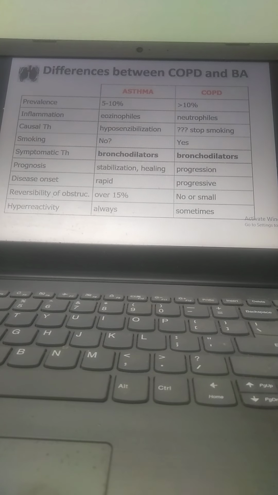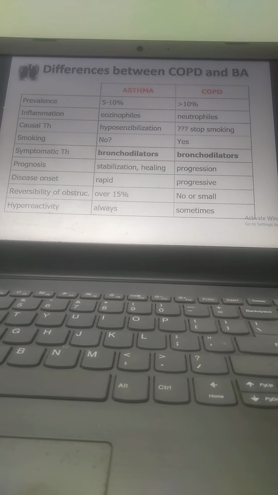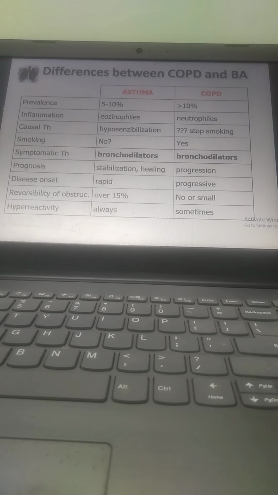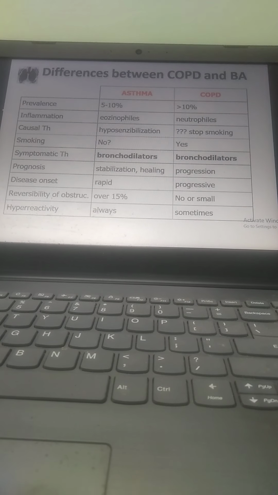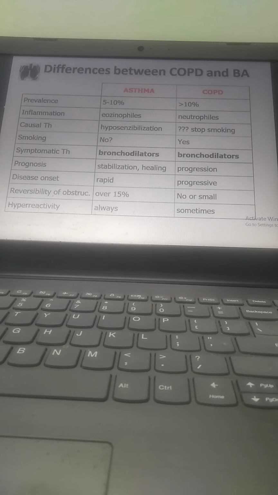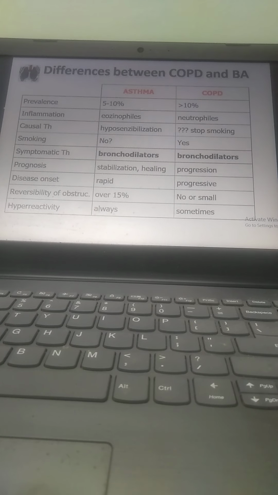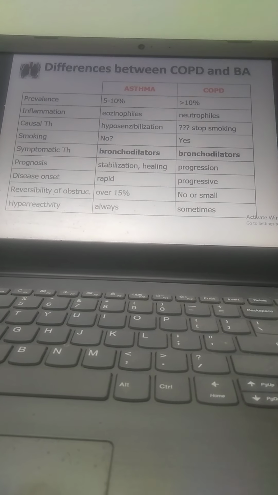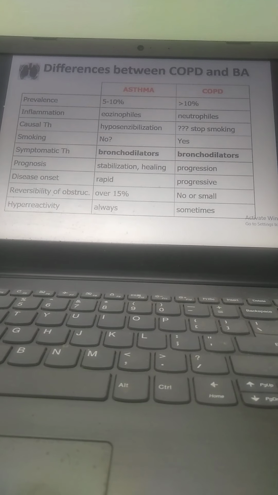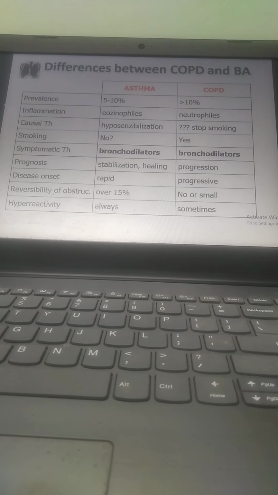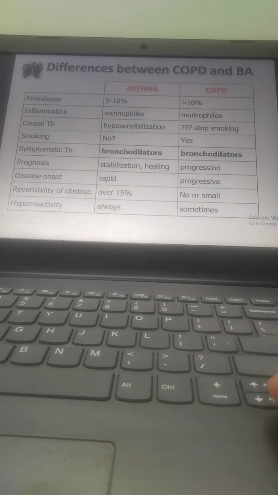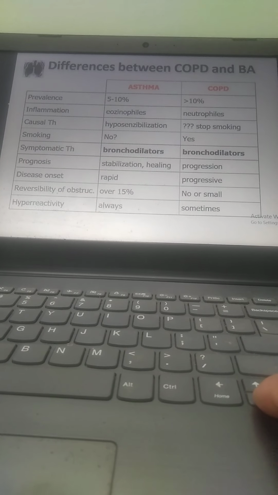And disease onset is rapid, there is a progressive course. Reversibility of the obstruction is over 15%. In COPD, no or small. We don't have any reversibility. Hyperactivity is always there, but in COPD there is sometimes. So you have to know about these 8 or 9 differences between asthma and COPD. Then you can treat a patient very nicely.